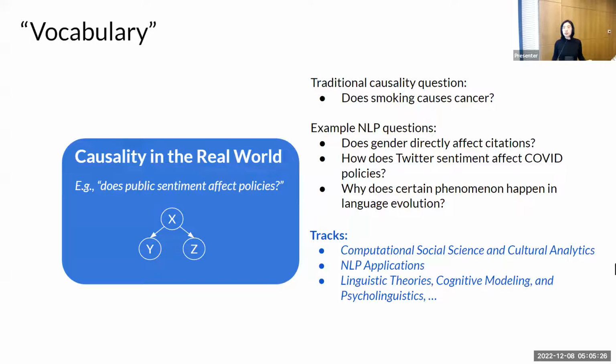So we will first start with the vocabulary that we will use in this tutorial. We will distinguish two different concepts. The first one is causality in the real world. In traditional causality, people try to address things like, does smoking cause cancer? Or when it moves to NLP questions, it could be, does gender directly affect citations? How does Twitter sentiment affect COVID lockdown policies, and so on? And these correspond to tracks such as NLP applications, CSS, linguistic theories, and so on.